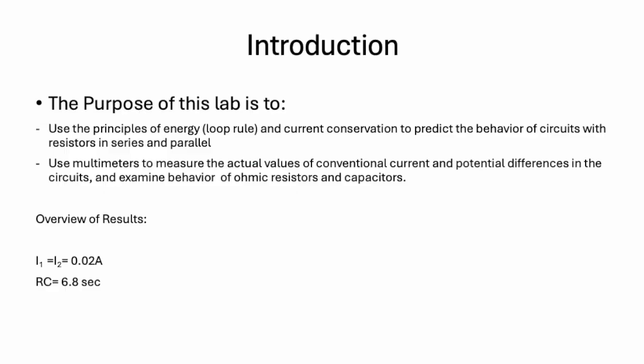The purpose of this lab is to use the principles of energy, loop rule, and current conservation to predict the behavior of circuits with resistors in series and parallel, use multimeters to measure the actual values of conventional current and potential differences in the circuits, and examine the behavior of ohmic resistors and capacitors. For a quick overview of results, I found that current I1 and current I2 were equal to each other, at 0.02 amperes, and my RC was found to be 6.8 seconds.